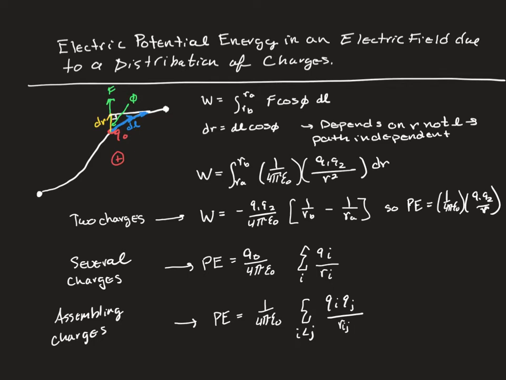Now, in order for work to be done, the force and the path have to be parallel to each other. So what we're looking at is the component of the movement of our charge that is parallel to the force. So I'm going to label that dr. dl is going to be the original path it's traveling in.